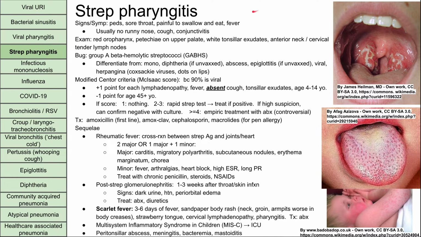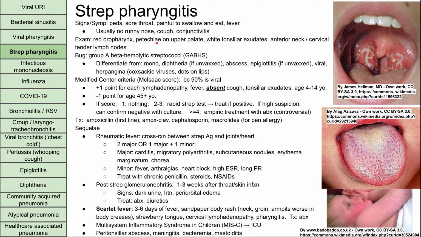Next is strep pharyngitis. There's, again, some of the similar symptoms we've seen here. Sore throat, painful to swallow and eat. They can have a fever here. Sometimes it's a pretty high fever. This is often seen in pediatric patients as well. Usually with strep throat, you don't have as much of a runny nose, you don't have a cough, you don't have conjunctivitis. On exam, you'll see red oropharynx.